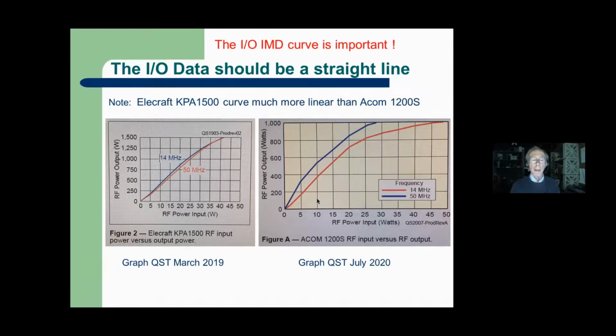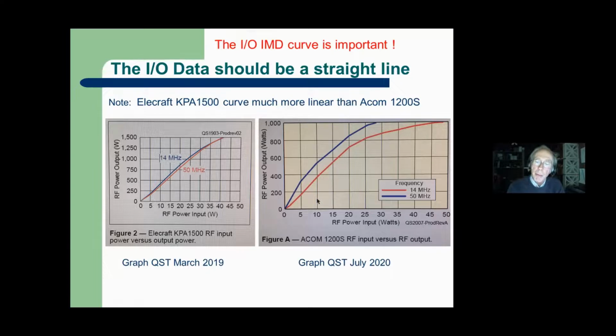Recently, the League has started publishing an input-output curve for the amplifiers they're testing, and this is great. On the left is the Elecraft KPA1500. In this case, the 20 meter graph is blue. It's not perfectly straight. It's starting to compress a little bit above a kilowatt, but it's fairly straight. Then we just saw in July an ACOM 1200S, that's a solid state linear amplifier. We'll look at the red one. For some reason they changed the color, but the red one's 20 meters.